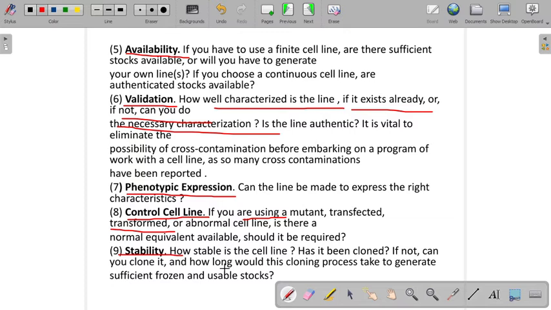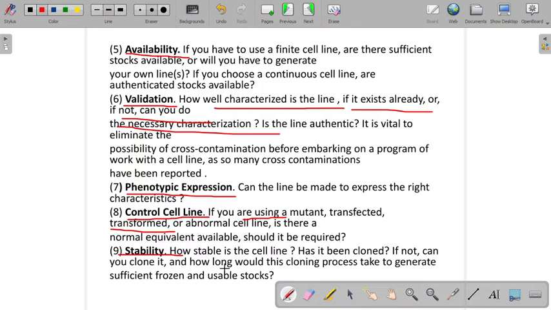So the cell line should be stable, and you should know whether it has been cloned or not. If not, can you clone it? If you don't want to clone it, then don't clone it. Why clone it? Then, how long would this cloning process take to generate sufficient frozen and usable stock for users only? I'm not talking about the repositories. Once you get the cell lines, you can multiply them and store them in your laboratory up to your experimentation. You don't have to purchase again and again. So at that time you need to clone them.